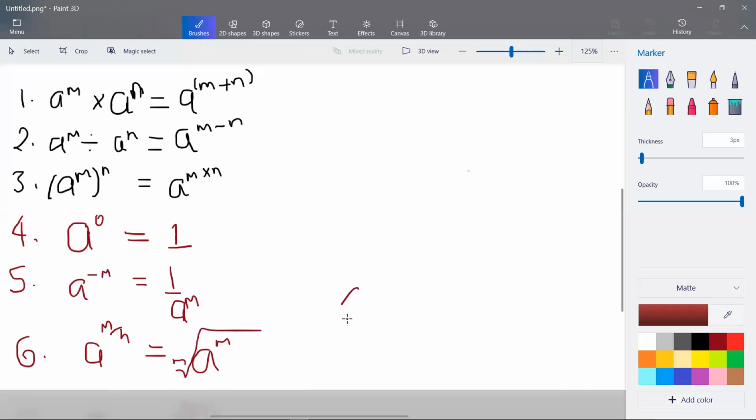For example, if you have 64 raised to power 2 over 3, the 3 will be the root, so we'll be finding the cube root of 64. Then the 2, which is the numerator of the power, becomes the power. Okay. All right. Now, that was just a very small introduction.